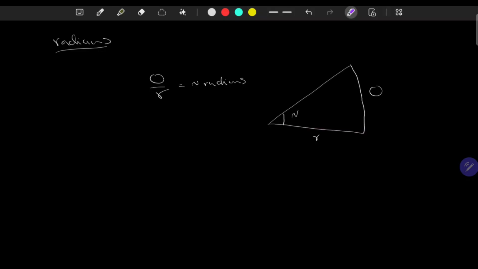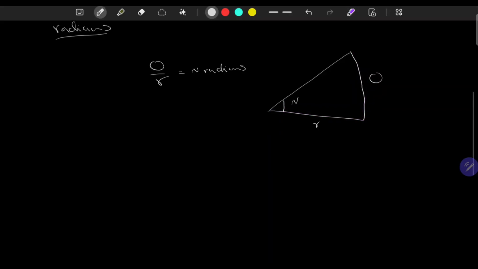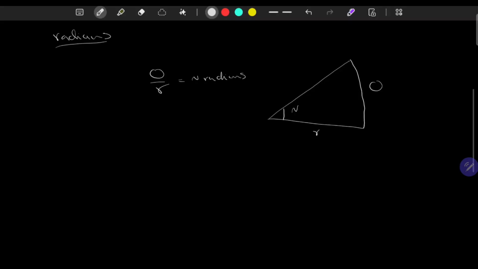Radians are defined as the circumference of a circle sector divided by the radius, and that is the angle in radians. This is defined using the geometry of the circle instead of man-made numbers like degrees. So we're going to use radians from now on as inputs in sine and cosine.